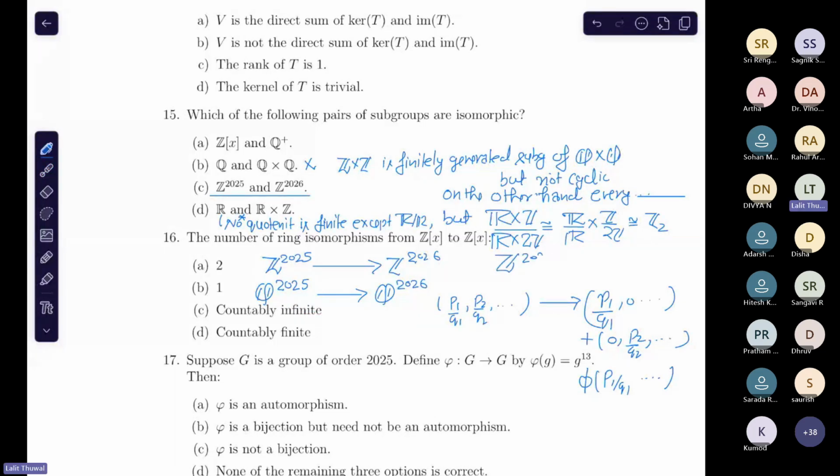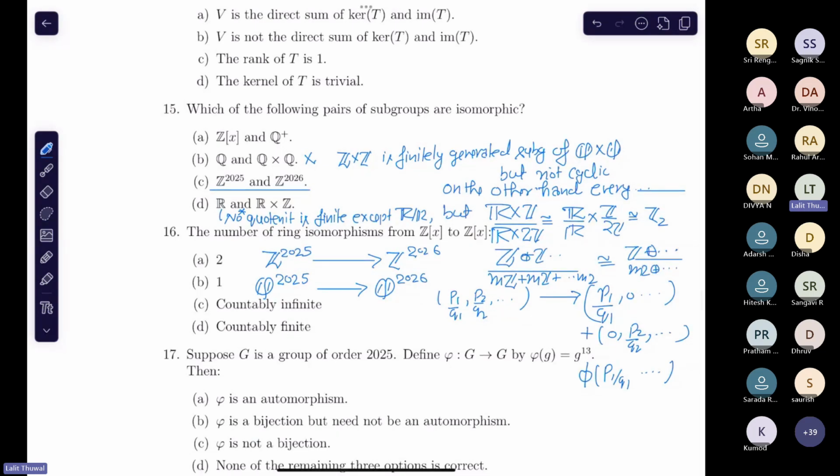Take some prime ideal, some maximal ideal, then take the quotient. If you take the quotient by mZ + mZ + mZ + dot dot dot, here your Z^2025 copies, then this should be isomorphic to Z + Z + Z + ... over mZ + mZ + mZ + .... Then this would be a field, because Z/mZ is some maximal ideal quotient. Zm is a field.